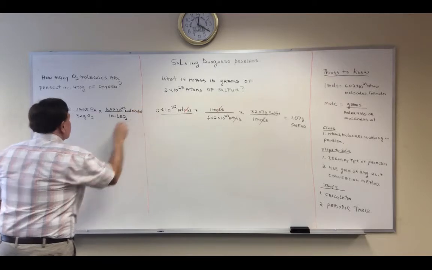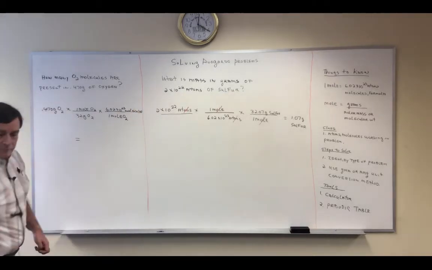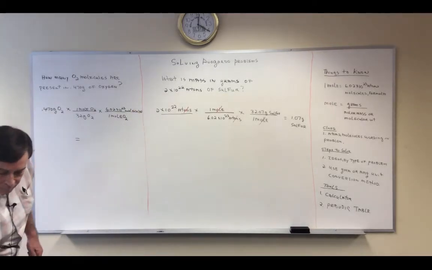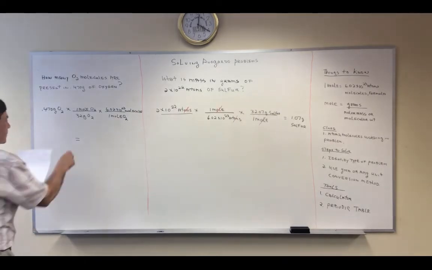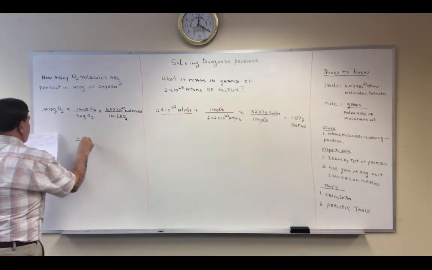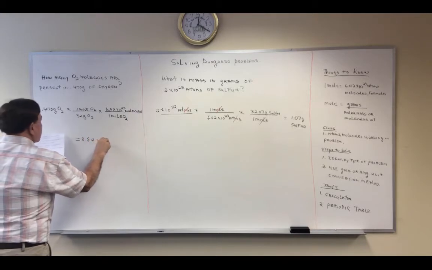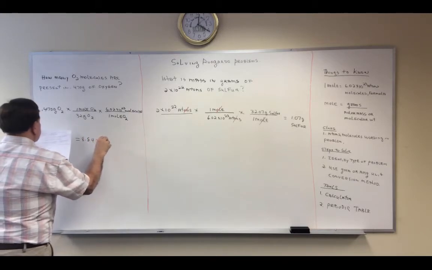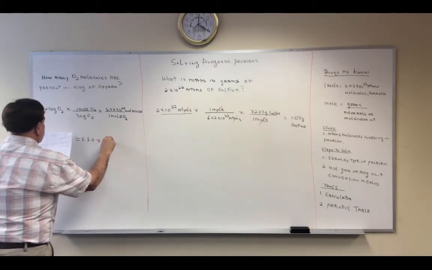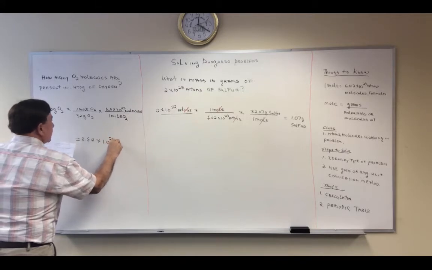Again, we put this in your calculator to get this answer. 8.84 times 10 to the 21st molecules.